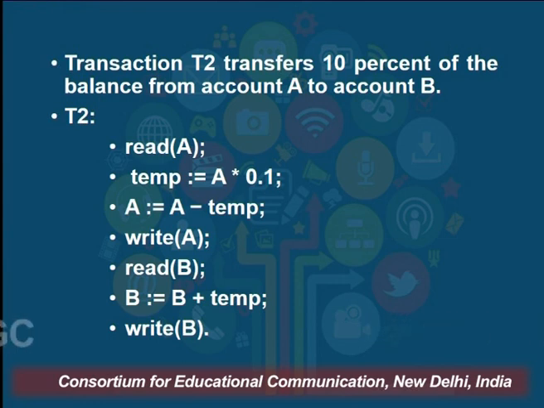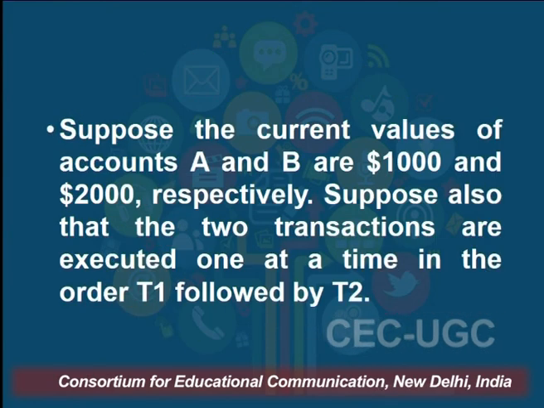through write A. B has been read, and that 10% of the balance inside account A is being added to account B, and then account B is being written. So this is the definition of the two transactions which we are going to discuss here.